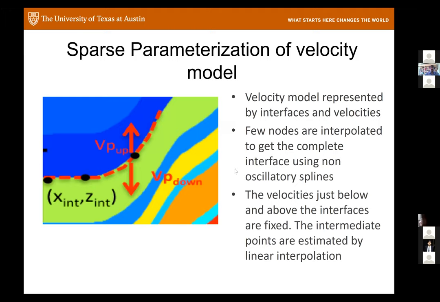The way Divanjan did his parameterization is you look at the stack section, pick some interfaces and some of these nodes, and represent those as splines. But these are tight splines. So the model is represented by a whole bunch of node points, and those nodes can be variable in X and Y, and their velocities at those nodes can also be variable. This is just to basically get a macro model or a starting model for FWI.